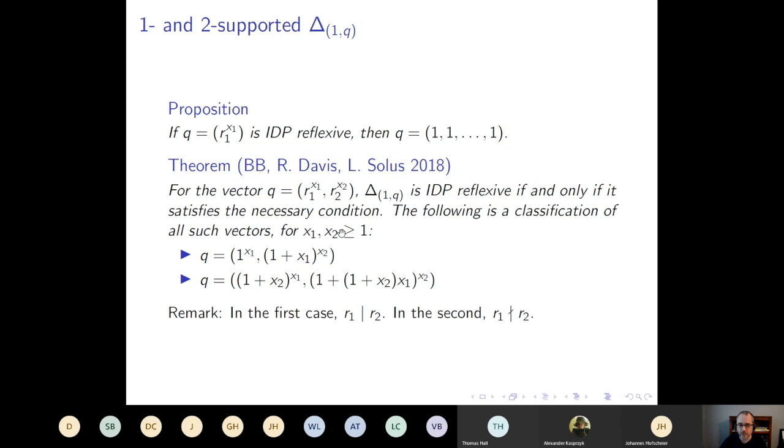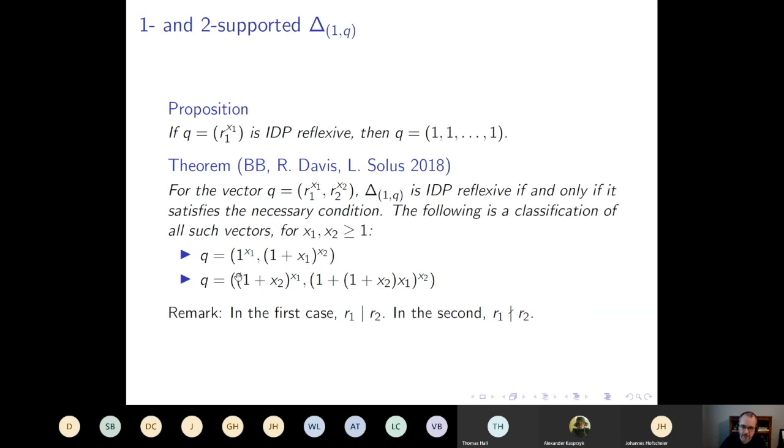So if I tell you the multiplicity vector, I tell you I want an IDP reflexive delta 1Q where the multiplicities of the weights are x1 and x2. There are only 2 IDP reflexives you can form with those multiplicities. The first is weight 1 and weight 1 plus x1. And the second is weight 1 plus x2 and weight 1 plus x2 times x1.